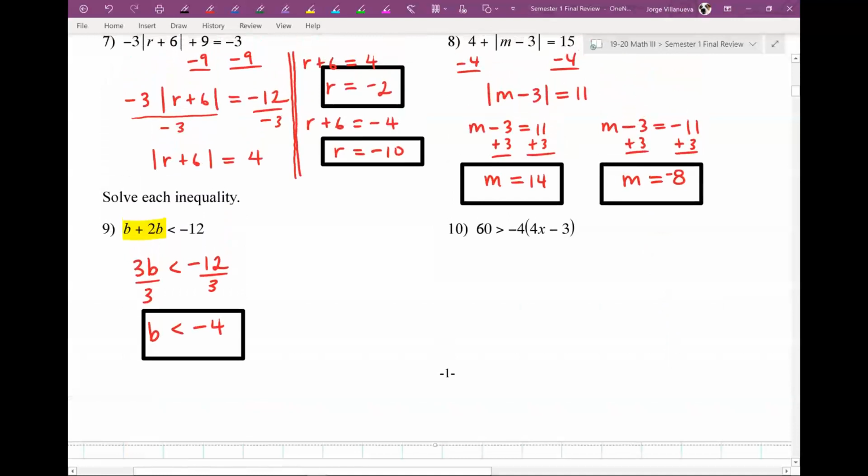All right. For number 10, you could do one of two things. You could either distribute the negative 4 in, or you could divide everything by negative 4. Most people will distribute, so that's the way I'm going to do it. But there is a faster way, which is to divide by that negative 4. But let's go ahead and distribute. We get 60 greater than negative 16x plus 12.